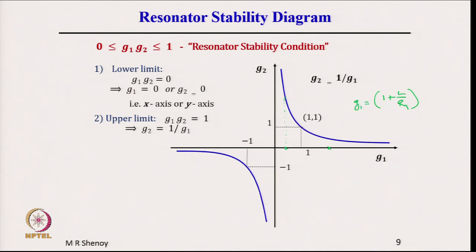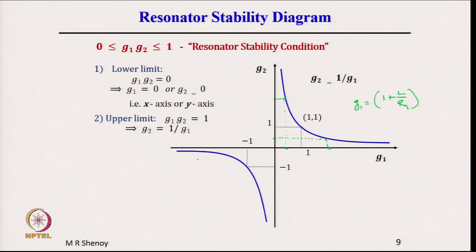G1 is a value somewhere here, then it says that R2 can be such that the smallest value of R2, so that the maximum value of G2 is given by 1 by G1, and if G1 is here, then the maximum value of G2 is given by 1 by G1, which is this value. So, therefore, the curve G2 is equal to 1 by G1 specifies the upper limit. The lower limit is given by the axis here, and the upper limit is given by the blue curve here, 1 by x curve.